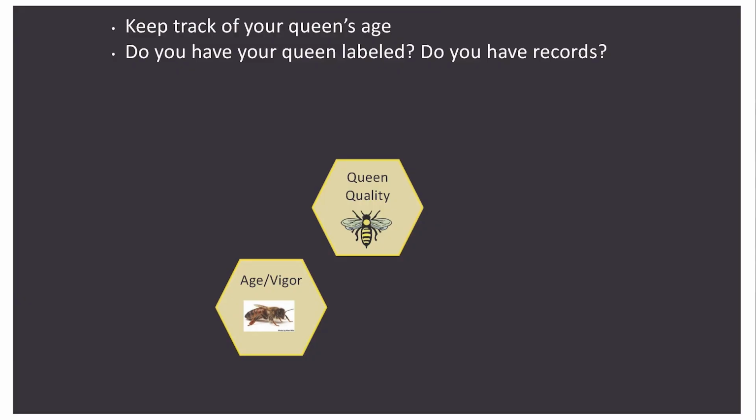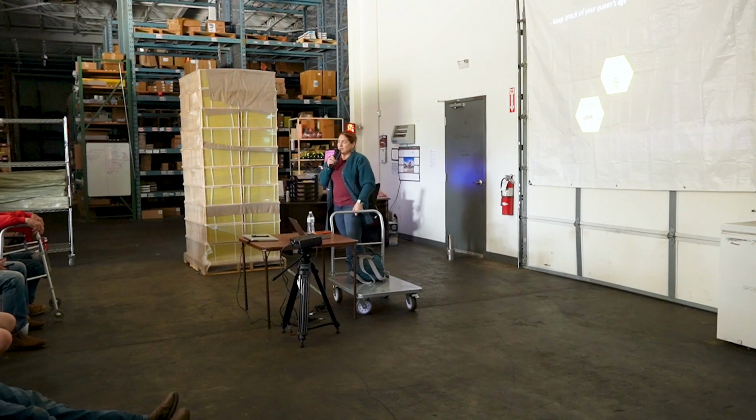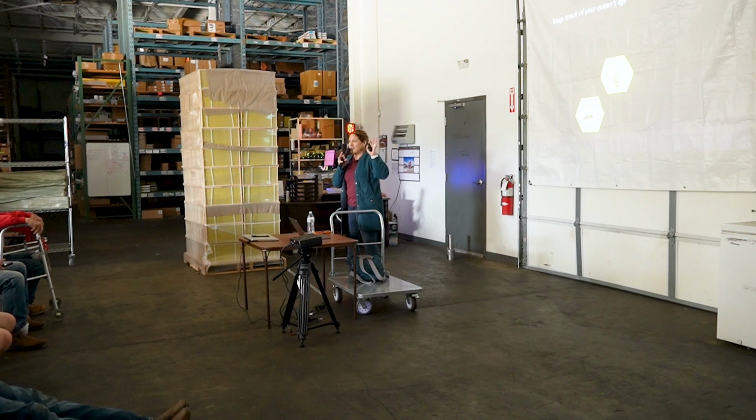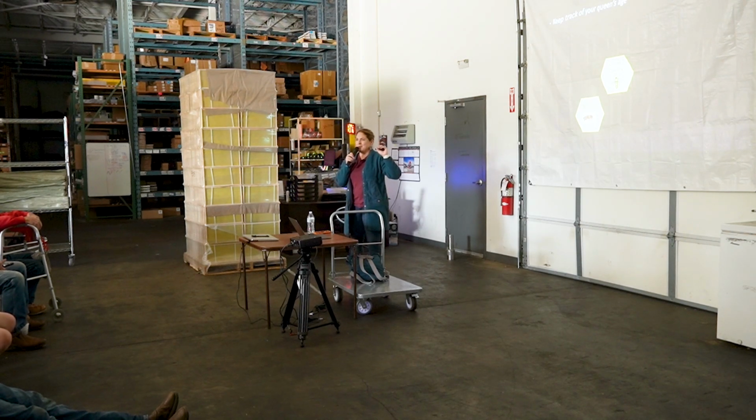The age and the vigor of the queen is also very important when thinking about queen management. You have to keep track of your queen's age. Nowadays, it's not such a big deal to use the international color nomenclature of 5 different colors for 5 different years, because if we're lucky, we can get maybe a 3-year-old queen. But we no longer have the case of a 5-year-old queen.